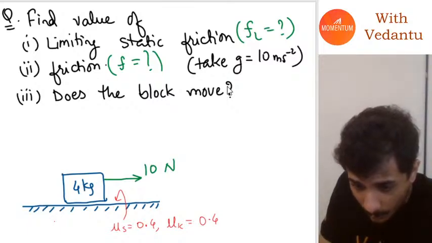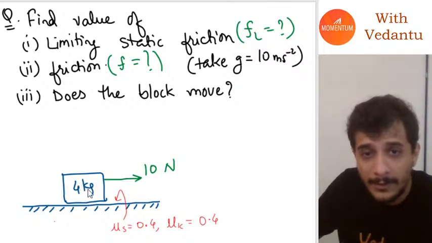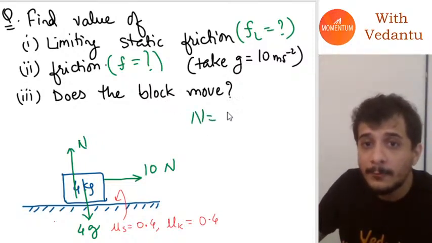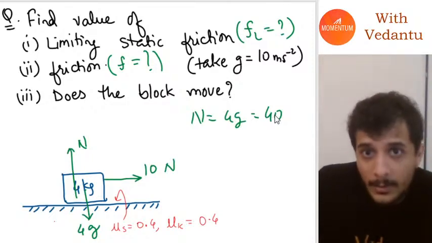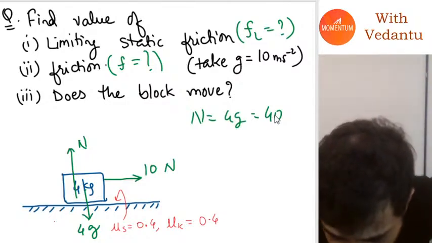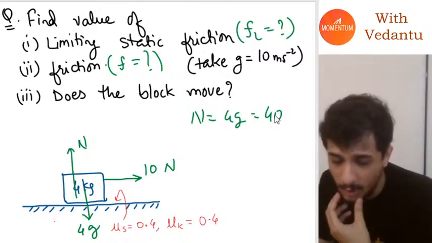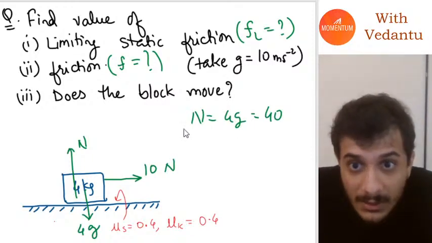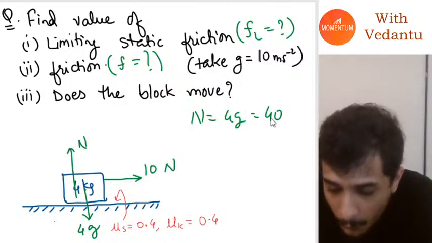Niran, what do you want? Normal reaction. I will tell you how to solve normal reaction. Here you have 4 into G in the downwards direction and normal reaction in the upwards direction. You can easily say N is equal to 4G, which is 40 newtons. So, first of all, guys, I hope everybody sees that the normal reaction will be equal to 40.